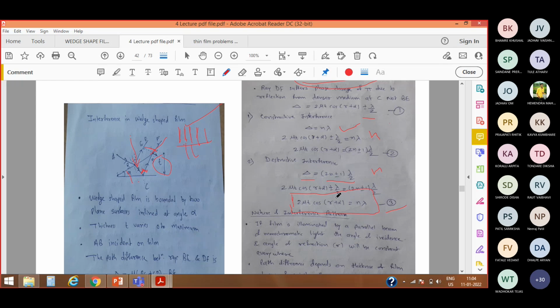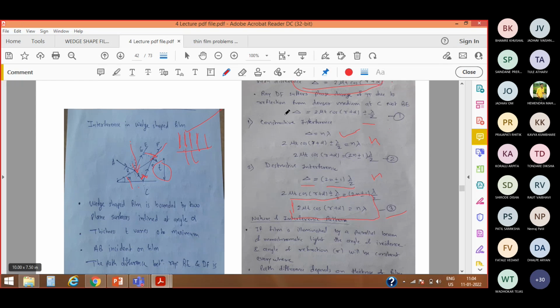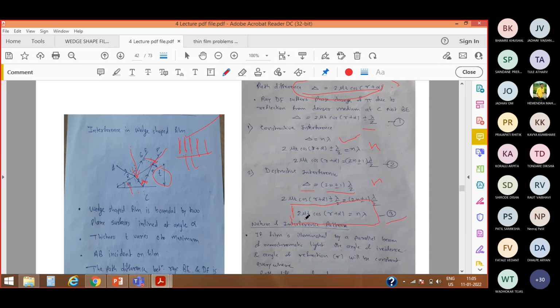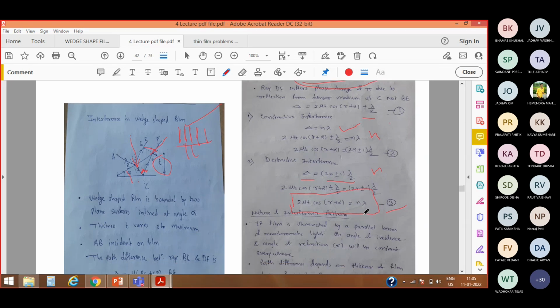Then I got this. Put the value of delta here. Put the value of delta in the equation, this path difference. Then I got this equation. If lambda by 2 comes, again you have to add or subtract the lambda by 2. Then I got this equation: 2 mu t cos(r + alpha) = n lambda. If you solve this one, okay.